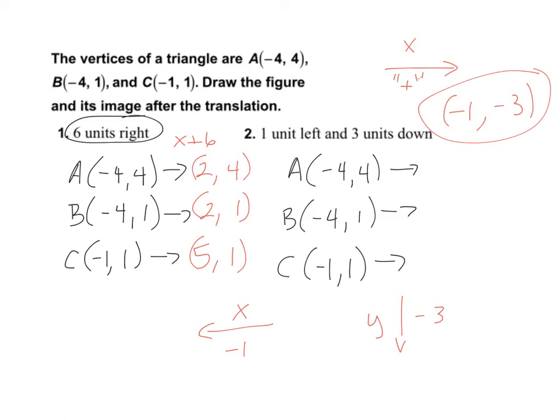So instead of (-4, 4), that's going to be -4 minus 1, which is -5, and 4 minus 3 is 1. For B, -4 minus 1 is -5, and 1 minus 3 is -2. And for C, -1 minus 1 is -2, and 1 minus 3 is -2. Alright, that's how you do the warm-up.